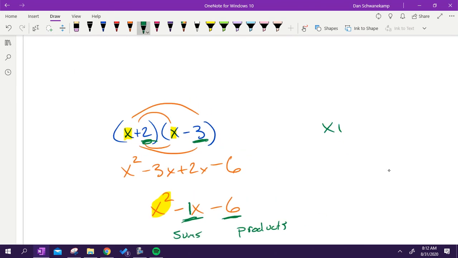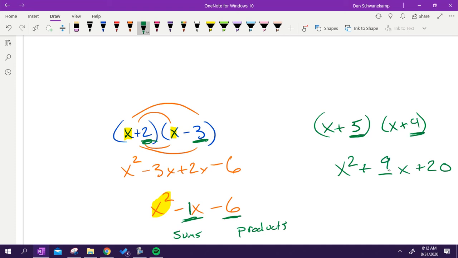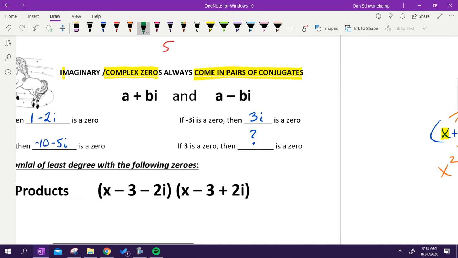So for example, if I gave you x plus 5 and x plus 4, apparently, because I'm writing a plus sign, the answer would be x squared plus blank x plus 20. What number would go here? 9. You would add 5 and 4 together, you get 9. You multiply 5 and 4, you get 20. Does that make sense how sums and products works? That's the process we're going to do.